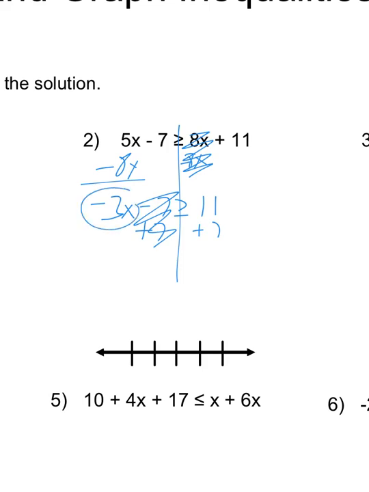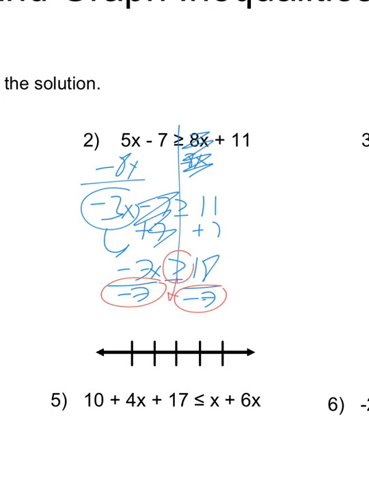And then I've got the negative 3x, bring it down to the next line. Negative 3x greater than or equal to 18. And now my next step, and my last step, is divide both sides by negative 3. And here's that case again. I'm dividing by a negative number. So I've got to circle my inequality and bring it down to the next line. And now it's going to be a less than or equal to.